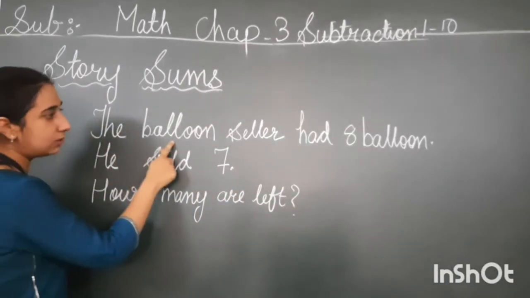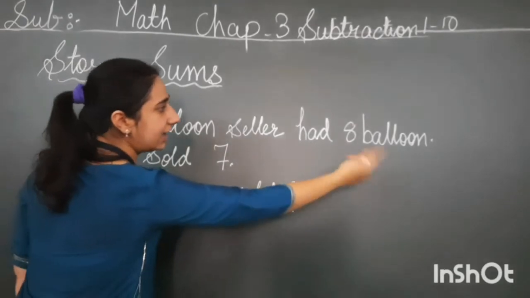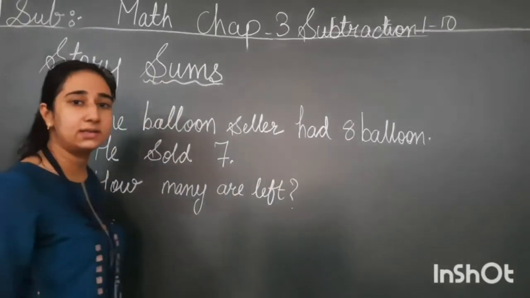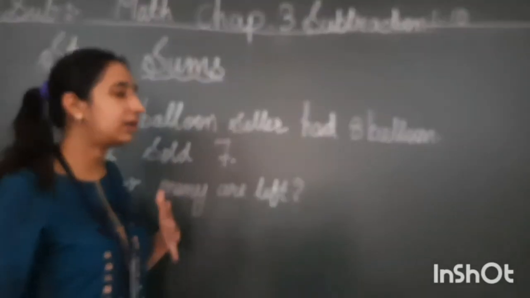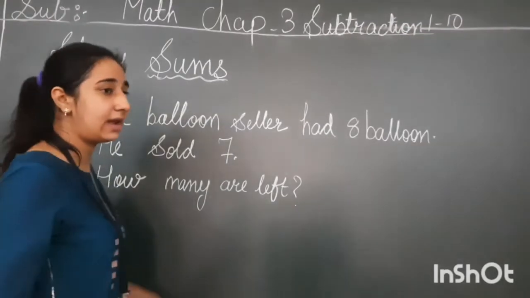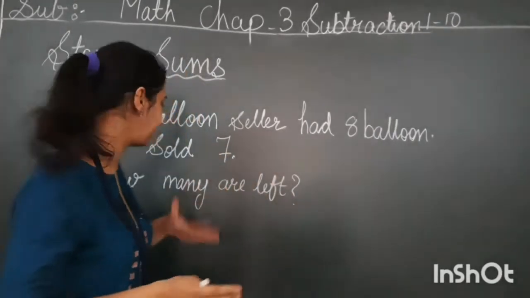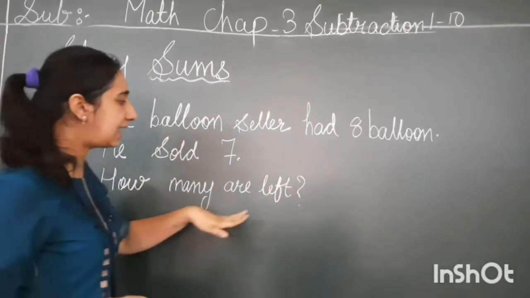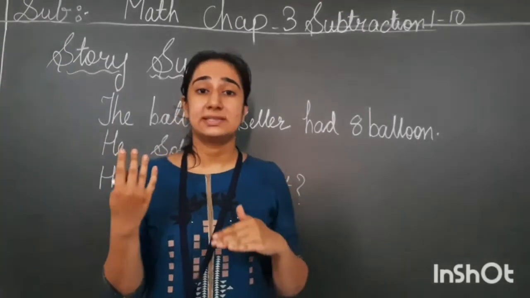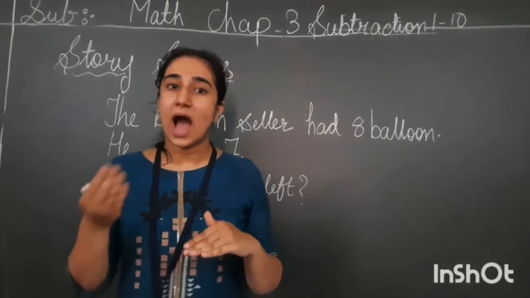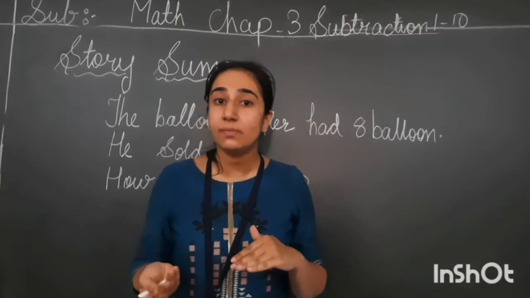The balloon seller had 8 balloons. How many balloons did the balloon seller have? 8 balloons he was having. He sold 7, among those 8 balloons he sold 7 balloons. How many are left? After selling 7 balloons, how many balloons are left with him?